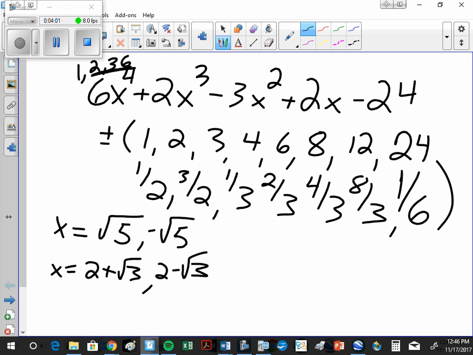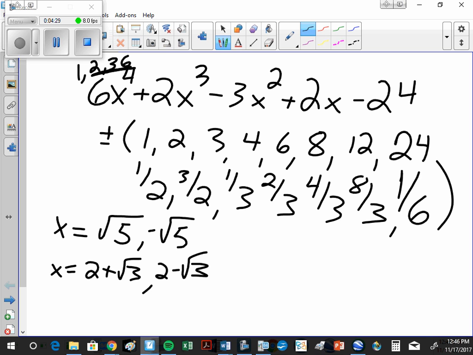Now, that's if every coefficient is a whole number. Right? See how my coefficients are 6, 2, 3, 2, and 24? If your coefficients have the square root of 8 or pi or some nasty number, then the roots could be lots of different things. But if all of your coefficients are whole numbers, then your irrational roots will always look like this. They always come in conjugate pairs. If you have root 3, you also have negative root 3.